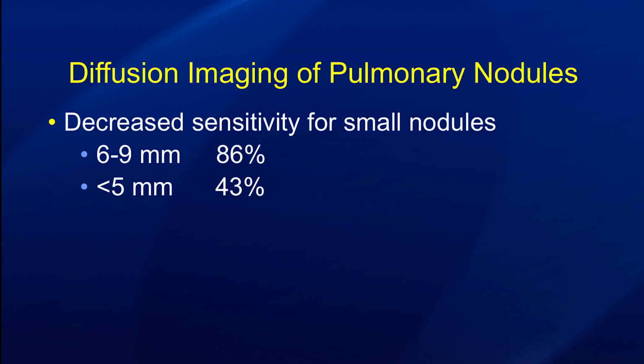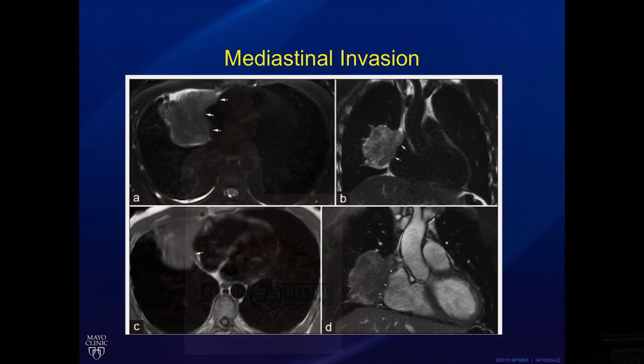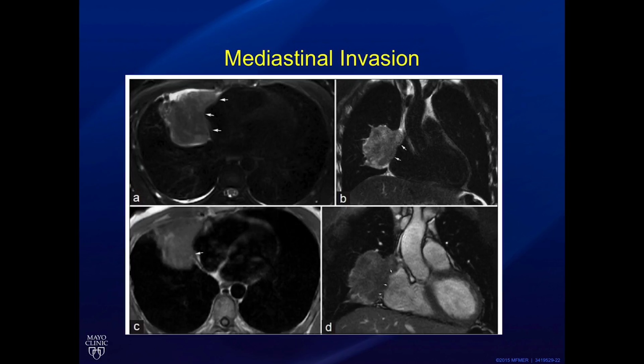Diffusion imaging is not sensitive for small pulmonary nodules, so anything less than 5 millimeters, you have a less than 50% chance of picking up, but over that is like 86%. But again, it has to be in good hands. It has to be with people who really know the technique, how to use it, and how to read it. So again, it's developing.